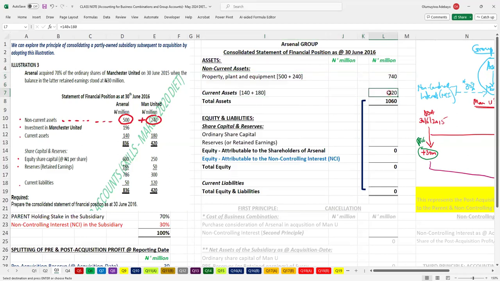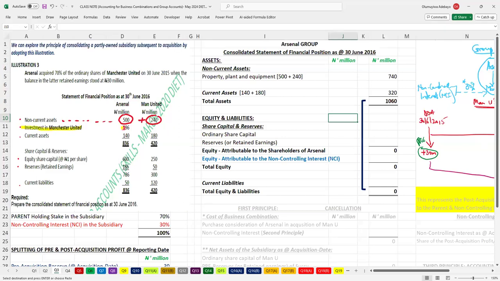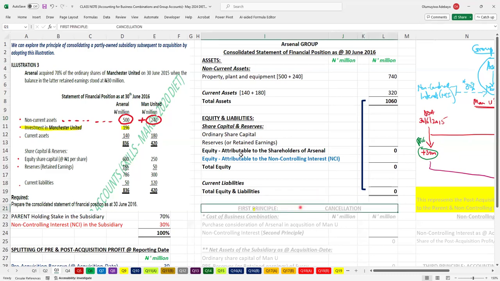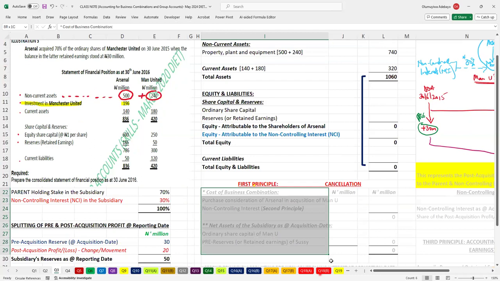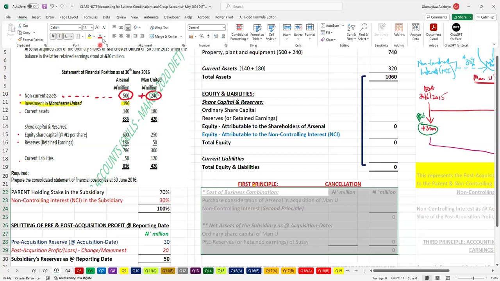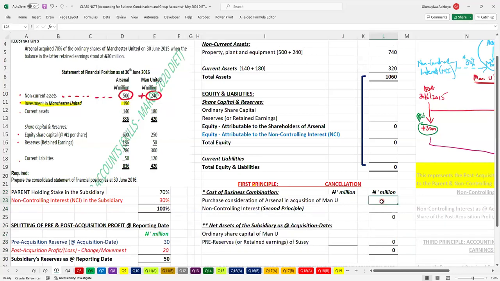Remember, we said something about this. The investment in Manchester United. Therefore, what do we need to do? We need to bring it down to the point of cancellation, our first principle. Now, in our first principle, we're sure we do the needful, by bringing in the investment of 196.